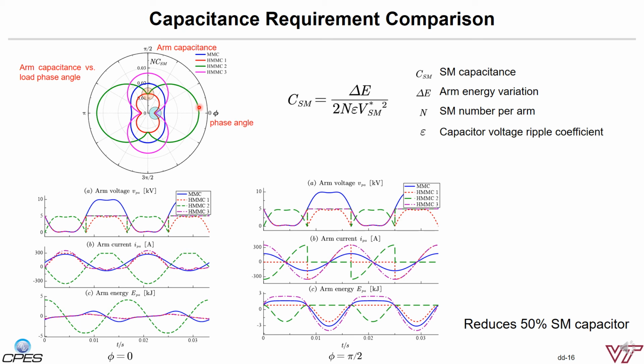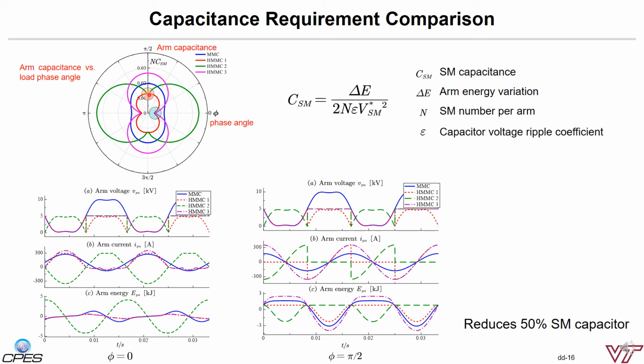However, the capacitor requirement in the HMMC2 will reduce to 50% of the capacity required by MMC at the 90-degree phase shift. So it means that HMMC2 can be a candidate for STATCOM or reactive power compensator devices. HMMC2 can also be modified a little bit to easily handle the DC short circuit fault, which I will dive into in detail later. So it can be a good candidate for reactive power applications.